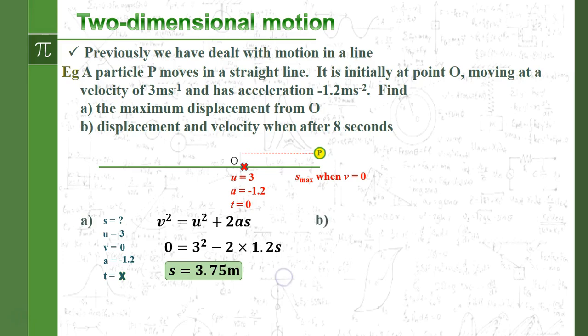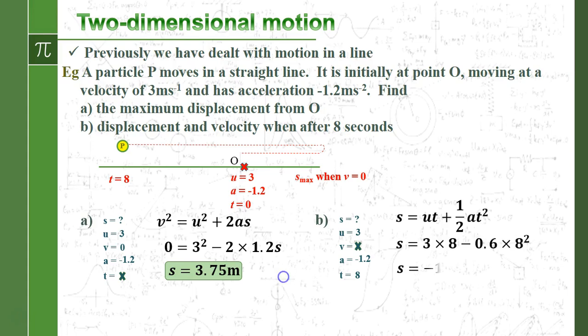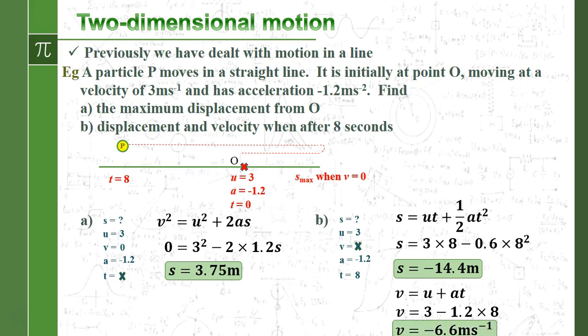Okay, on we go to part B, and what happens is P is going to move back in that direction now. So displacement and velocity when T is 8. So there we go again. So here comes our displacement, S equals UT plus half AT squared. So we're now 14.4 meters away from O, but obviously displacement, it's got direction, so it's minus 14.4 meters. And our velocity at that point in time is minus 6.6 meters per second, and this thing will just keep on accelerating and accelerating in the direction off to the left.